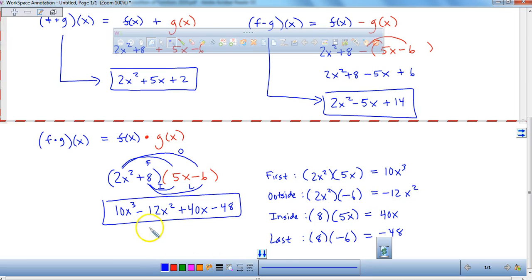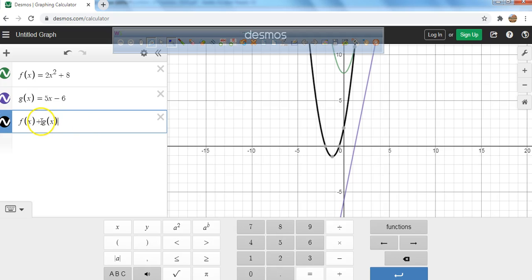So how do we check this one? Like, how do I check to see if these are right? You could technically just go over here and put, you know what? We're going to put multiply.